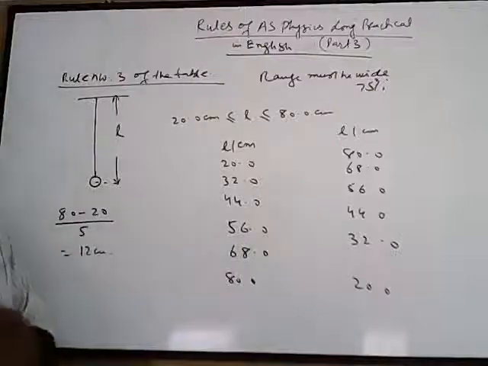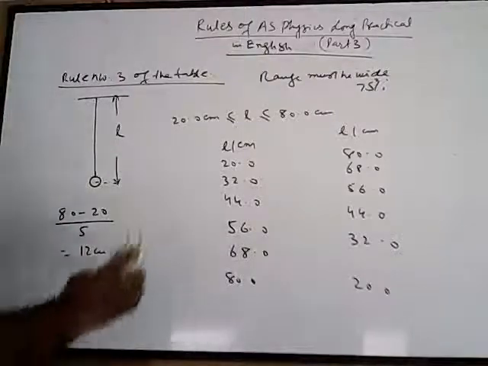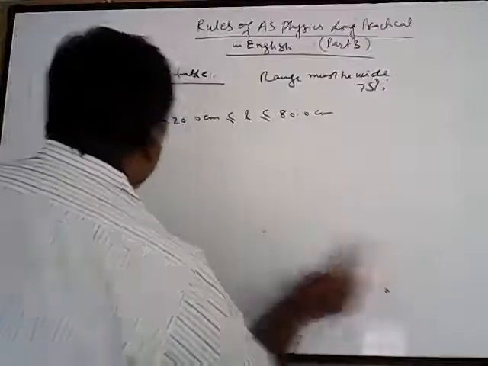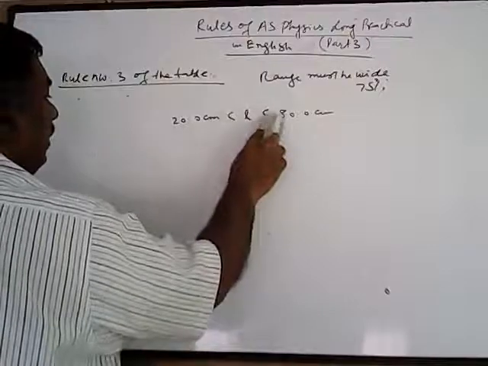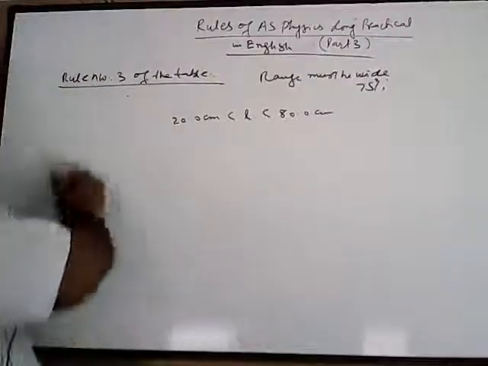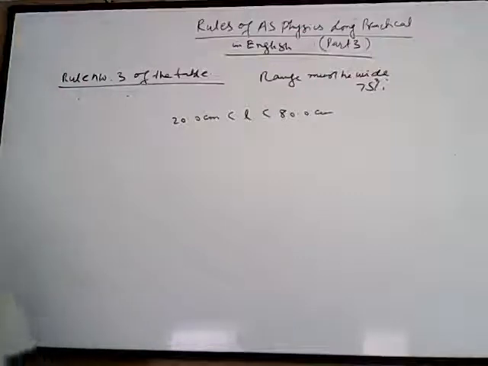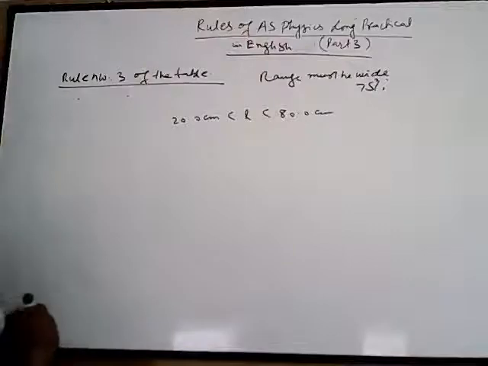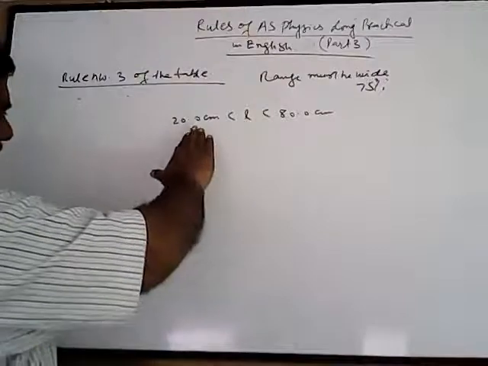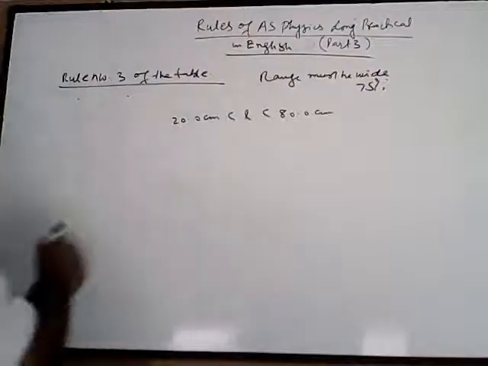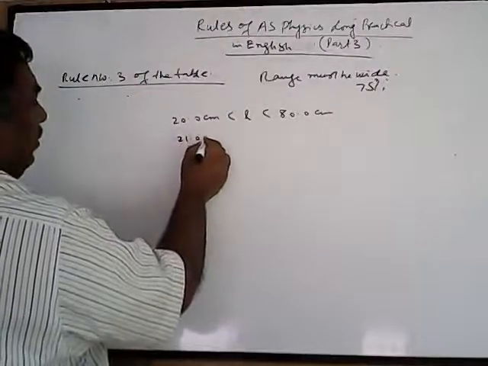But sometimes the examiner is not giving inclusive maximum and minimum values. Suppose 20 and 80 are both not inclusive, so I must take values between 20 and 80. What should I take now? Usually these types of questions are not coming nowadays, but it can come. So I will go for something somewhat more than 20, very close to it. Suppose I say 21.0 centimeter.